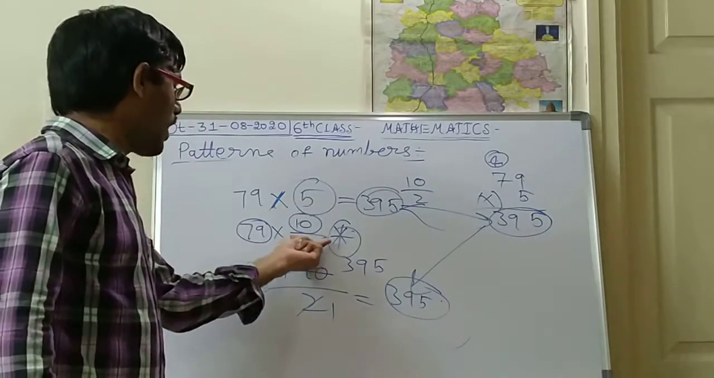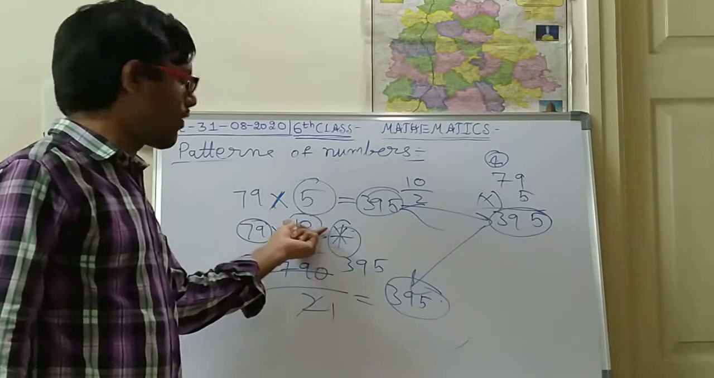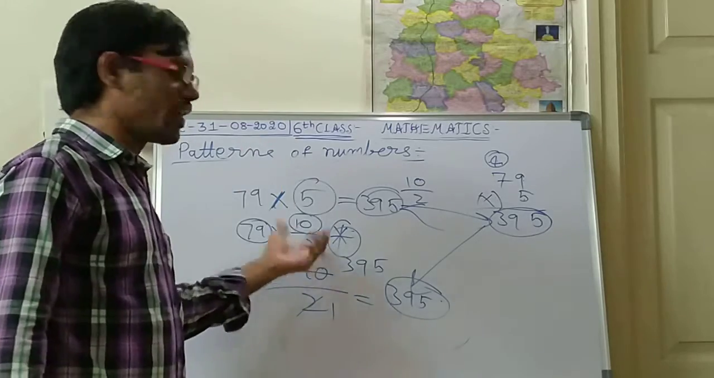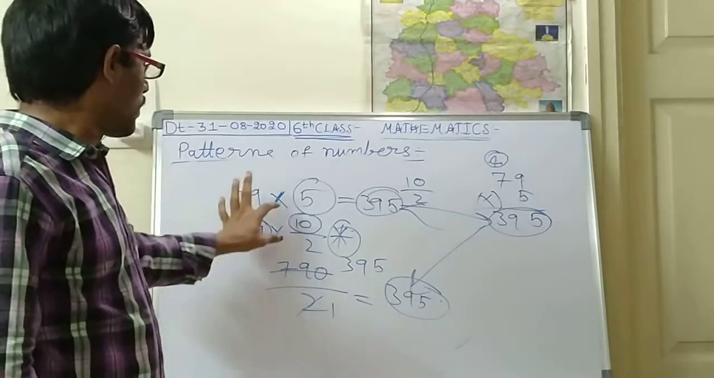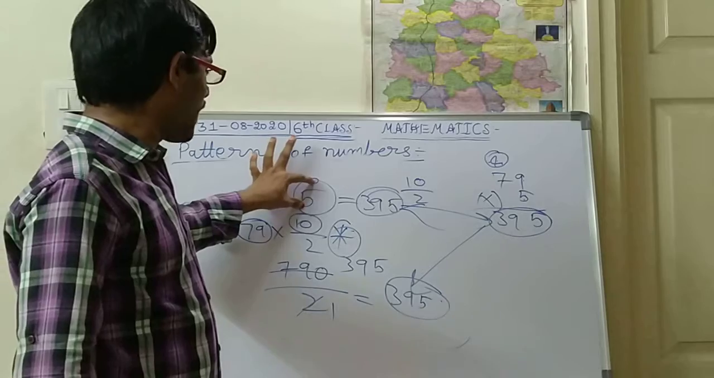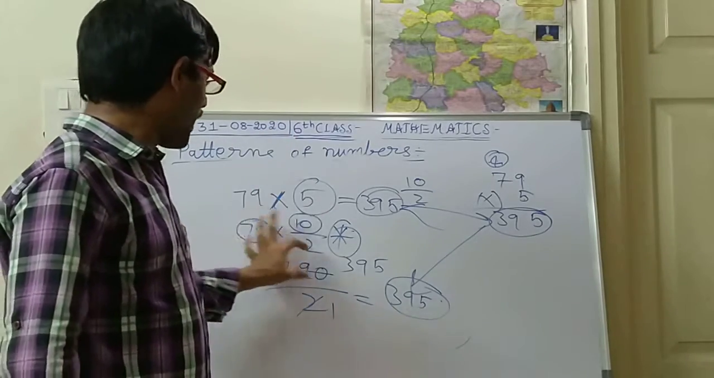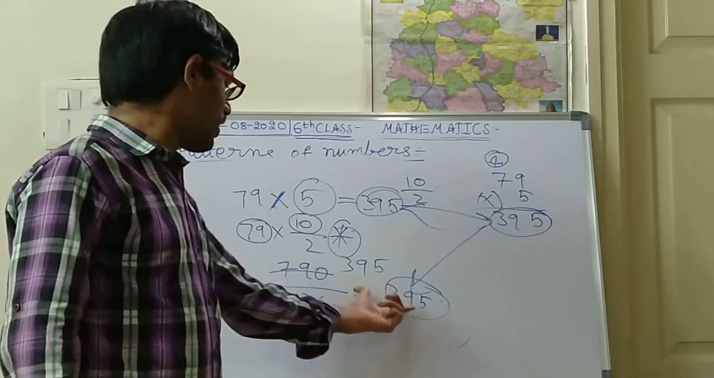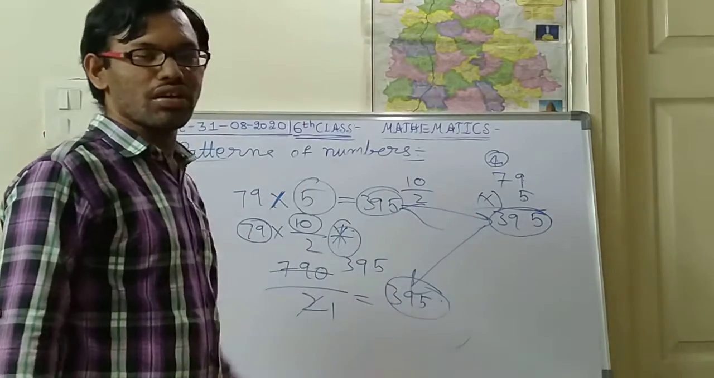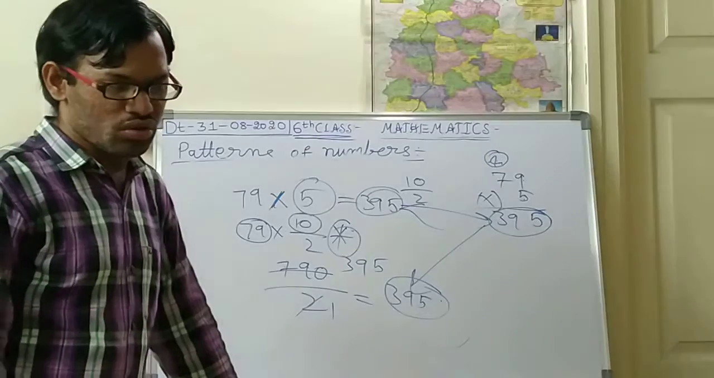79 into 5, we are doing as a division of 10 and 2. So 10 divided by 2 is the answer for 5. So we are multiplying and we are again dividing. So we got 395, the same result. So like this you have to do the pattern.